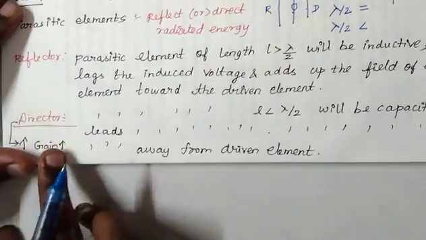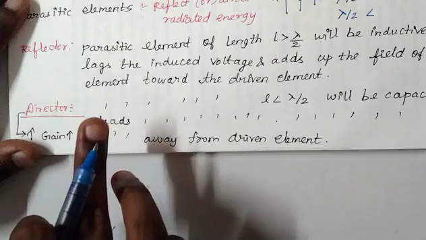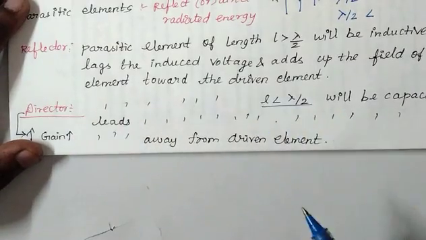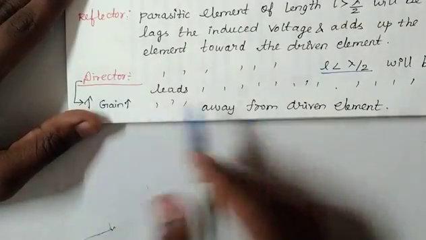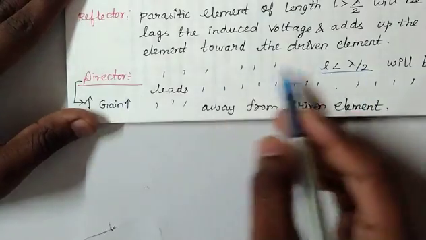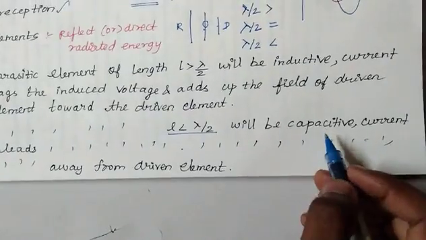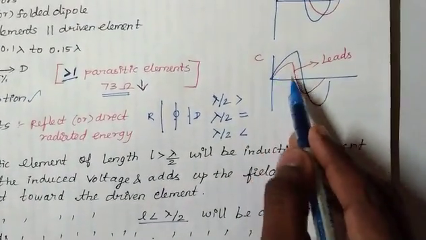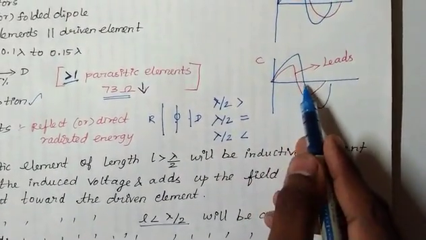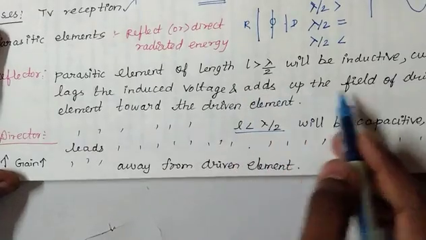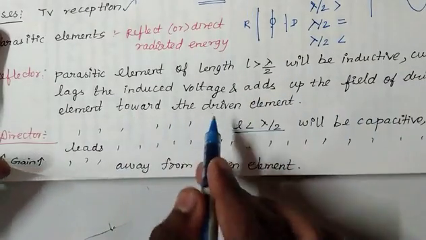But in the case of a director, what will happen is the length should be lesser than lambda by 2. For the driven element the length is equal to lambda by 2, but for the director the length is lesser than lambda by 2, and it will be capacitive, which means that here the current is leading the voltage, and adds up the fields of the driven element away from the driven element.